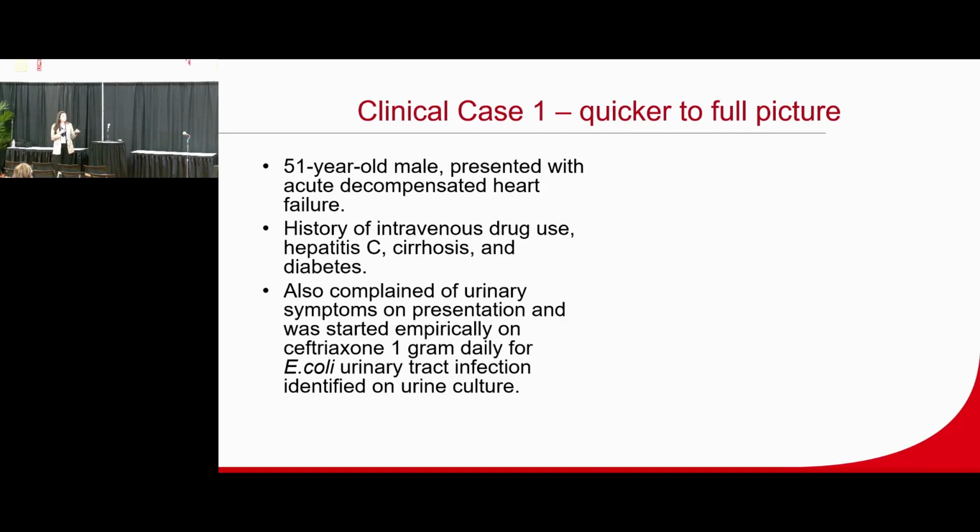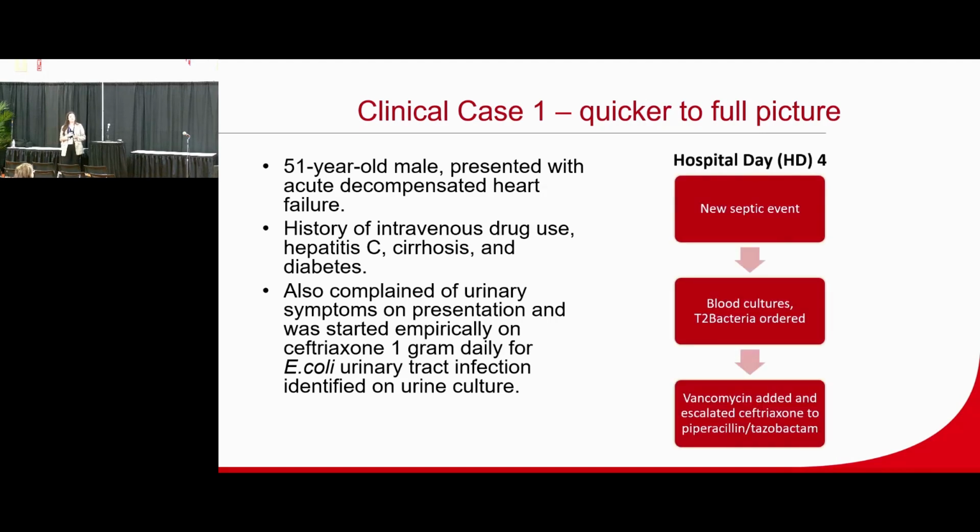So our first is a 51-year-old male who came in with acute decompensated heart failure. He has a history of IV drug use, hepatitis C, cirrhosis, and diabetes, and he also had some complaints of a urinary tract infection upon admission, so they started him on ceftriaxone for an E. coli UTI that was later confirmed via urine cultures.